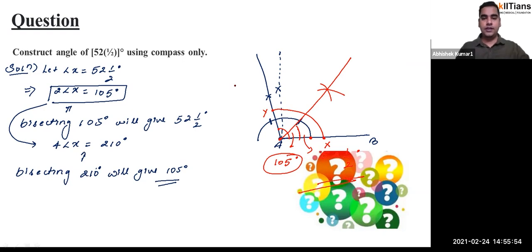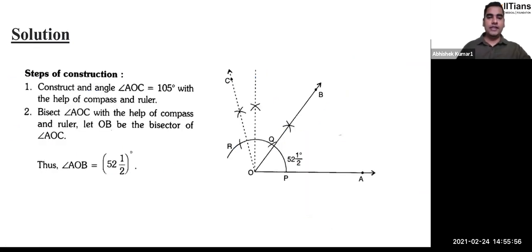Understood? Done? All right. So here you can see what they have done. They first constructed 105 degrees with the help of compass and ruler. So I constructed 105 degrees by bisecting 90 and 120 degrees. That's exactly what they did. This is your 90 degrees. This is your 120 degrees, and this angle is your 105 degrees.